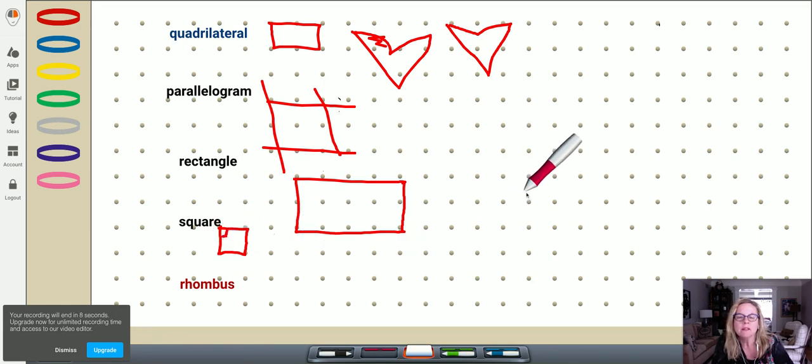A rhombus does not need to have, that's terrible, sorry.